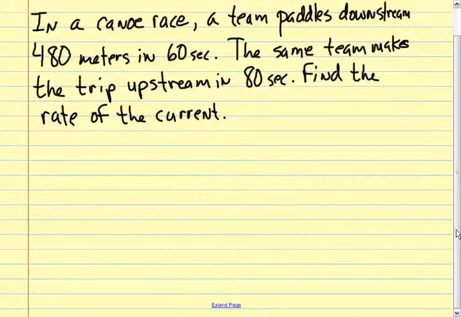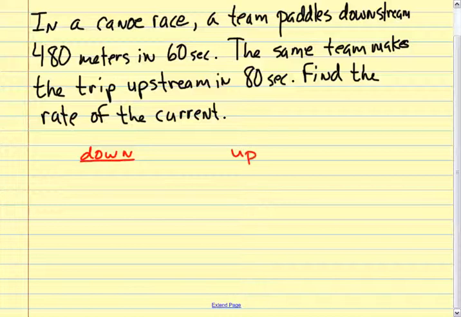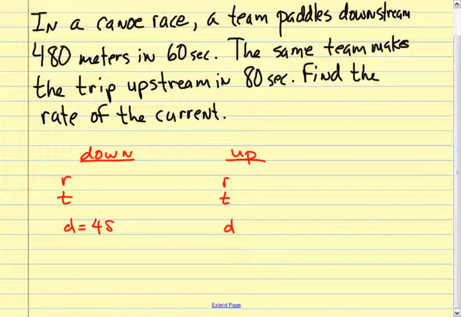Okay, now let's do this. We've got downstream, we've got upstream. We know that it's going to be rate, time, and distance. Now downstream, we know that the distance is the same for both trips, right? Same thing, they went downstream, then they turned around and came back upstream. Okay.